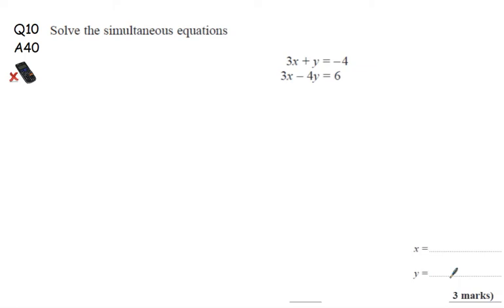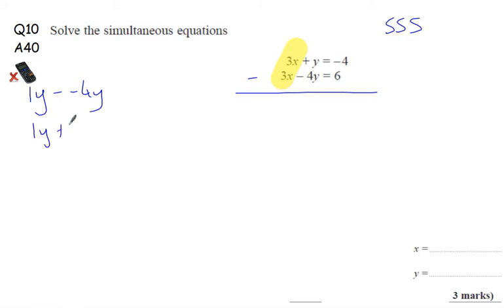Solve these simultaneous equations. So I need to make x or y the same. My x's are already the same. Same sign, subtract. So they disappear. y take away minus 4y, so 1y take away minus 4y is... add 4y, that's 5y. It's equal to minus 4 take away 6, which is minus 10. y is equal to minus 2.